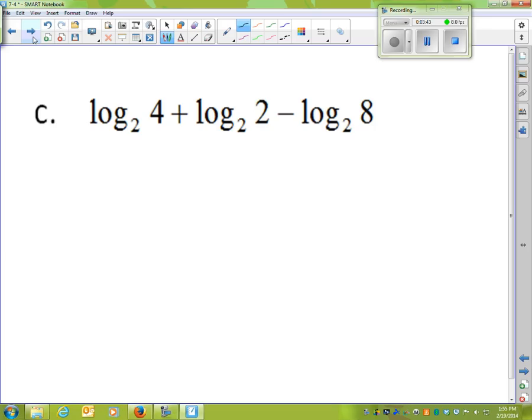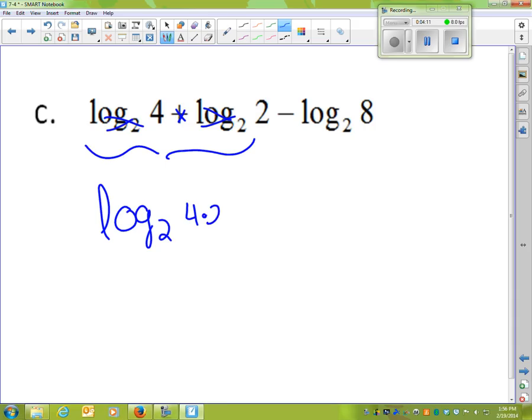Letter C. The same properties can work whether you have 2, 3, or 4 different terms. I want to write these as a single logarithm, so I'm going to start with the first two. Log base 2 of 4 and log base 2 of 2. I'm going to combine those into a single logarithm. Because it's addition, I'm going to change it to multiplication, and I get log base 2 of 8 minus log base 2 of 8. My answer should probably be 0 if you take one thing and minus it, but let's look at it through the properties. I'll write these two as my single logarithm.